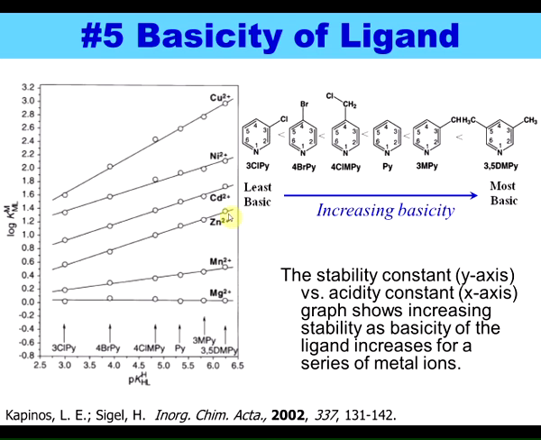So the stability constant is on the y-axis versus the acidity constant on the x-axis, and the graph shows an increase in stability as the basicity of the ligand increases for a series of metal ions. And that's a general trend. So you can see all of these metal complexes, except the magnesium, show this increase.